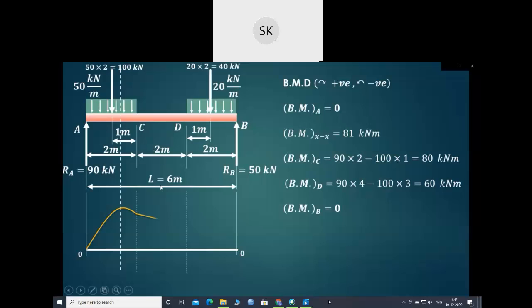Then from C to D there is no load that is acting, so there will be a straight line, and there will be again a parabolic curve from D to B because this is the second degree equation that will obtain over here as there is a UDL.